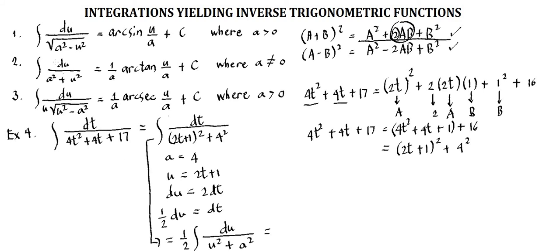Kaya rin nun, pwede natin i-apply yung formula number 2. Integral of du divided by a squared plus u squared. Or integral of du divided by u squared plus a squared equals 1 over a arctangent of u over a. So, meron tayong 1/2 times 1 over a arctangent of u over a and then plus c.